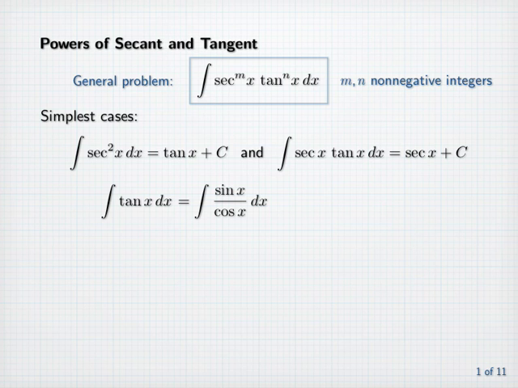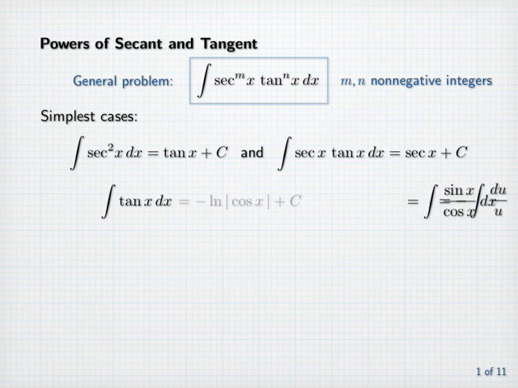By writing tangent as sine x over cosine x, and then making the substitution of u equals cosine x and du equals minus sine x dx, this becomes minus the integral of du over u. So we have minus the natural log of the absolute value of u plus c, where u equals cosine x. In other words, we have minus the natural log of the absolute value of cosine x plus c.